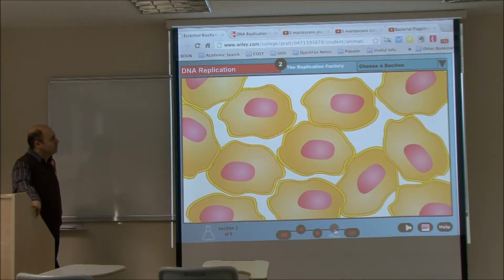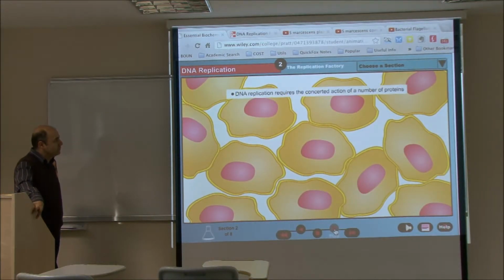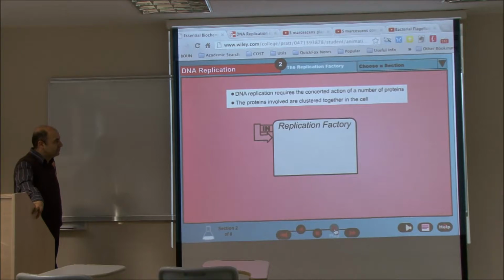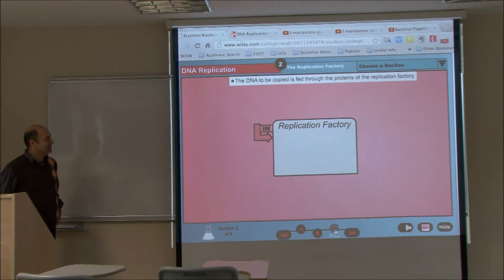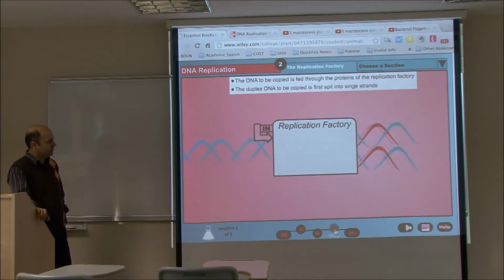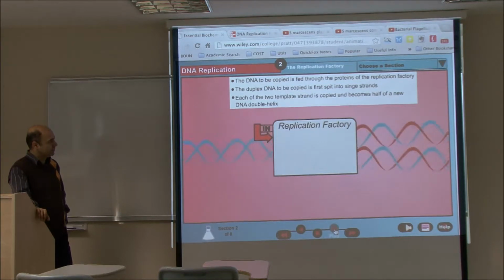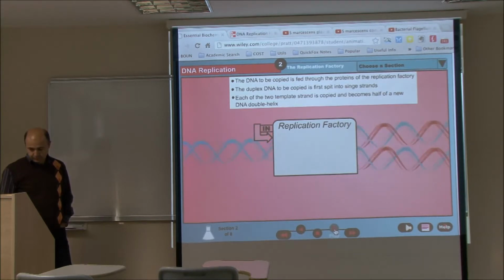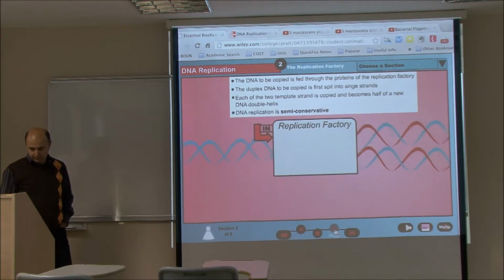DNA replication is an intricate process requiring the concerted action of many different proteins. The replication proteins are clustered together in particular locations in the cell and may therefore be regarded as a small replication factory that manufactures DNA copies. The DNA to be copied is fed through the factory, much as a reel of film is fed through a movie projector. The incoming DNA double helix is split into 2 single strands, and each original single strand becomes half of a new DNA double helix. Because each resulting DNA double helix retains 1 strand of the original DNA, DNA replication is said to be semi-conservative.